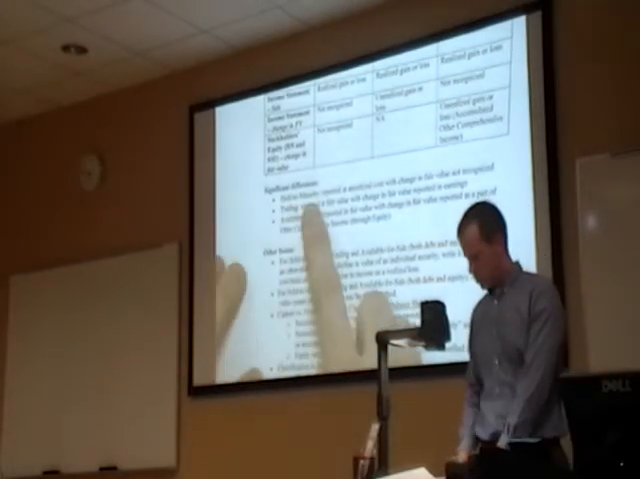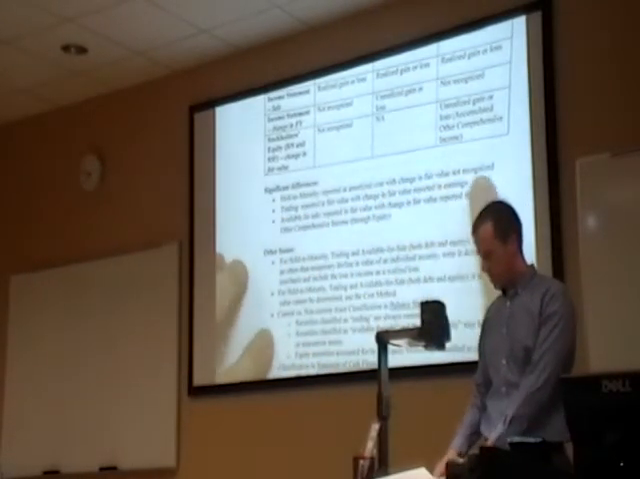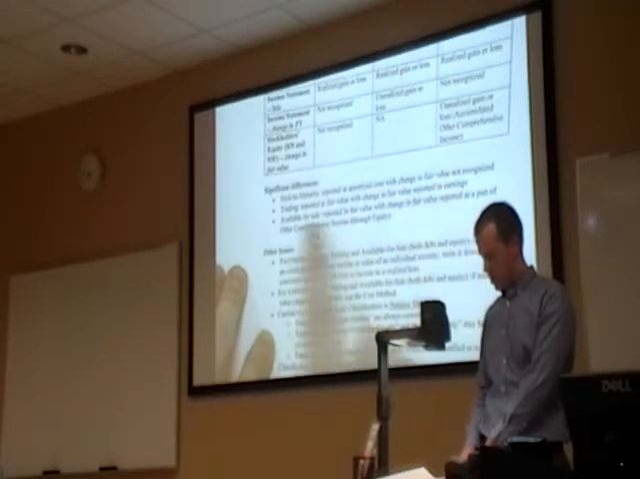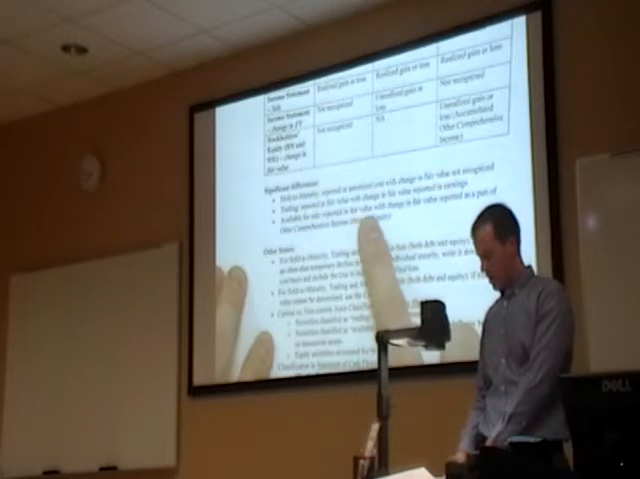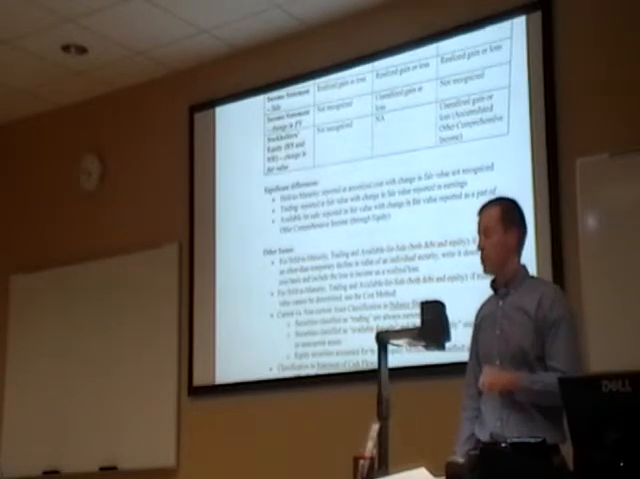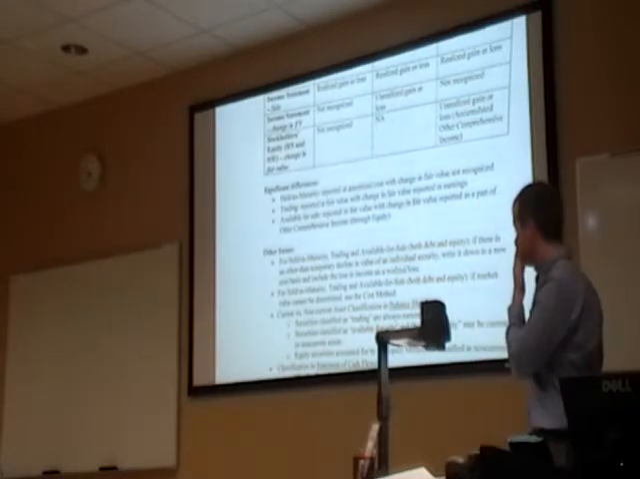Significant difference: held to maturity is reported at amortized cost with changes in fair value not recognized. Trading is reported at fair value with changes in fair value reported in earnings. Available for sale is reported at fair value with change in fair value reported as part of other comprehensive income. So those are the three options if you're dealing with debt.